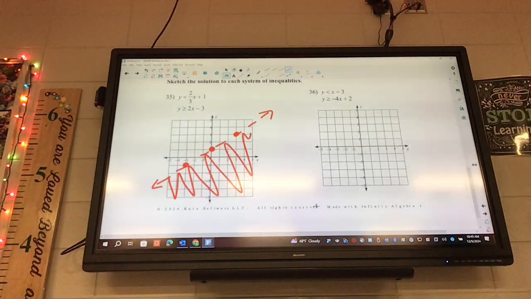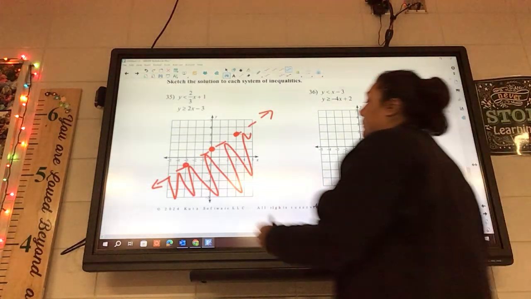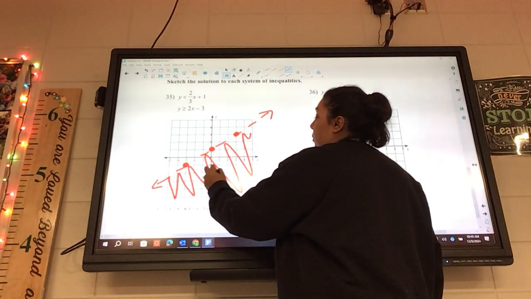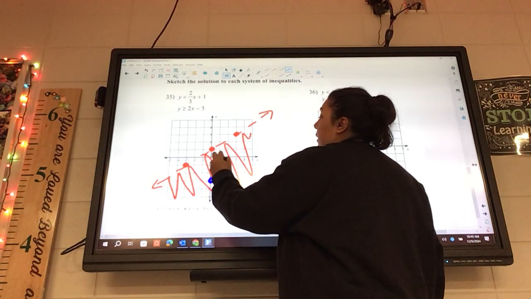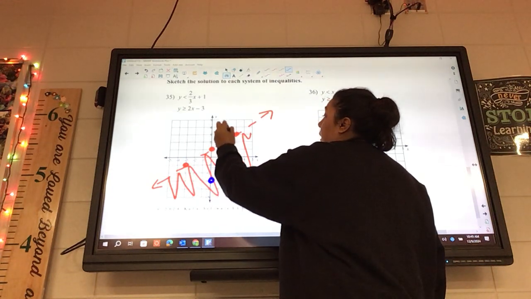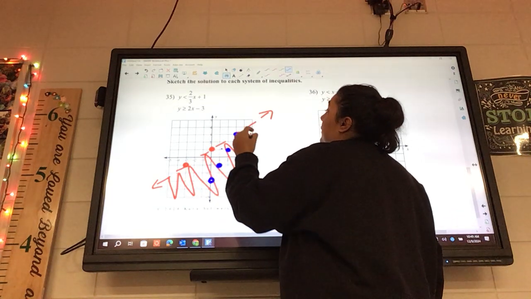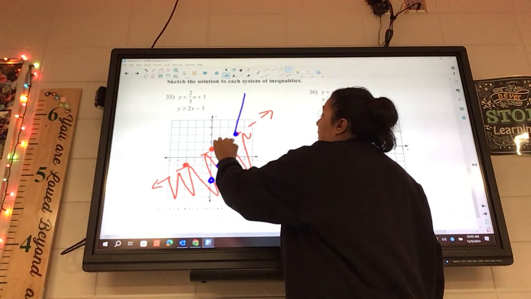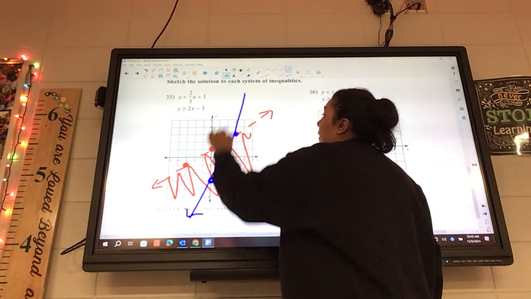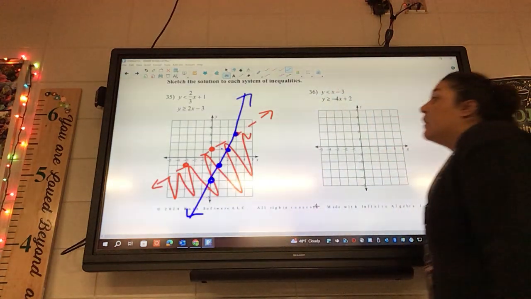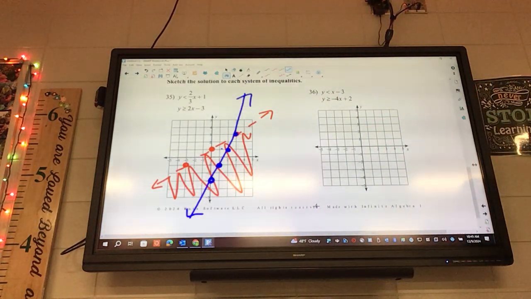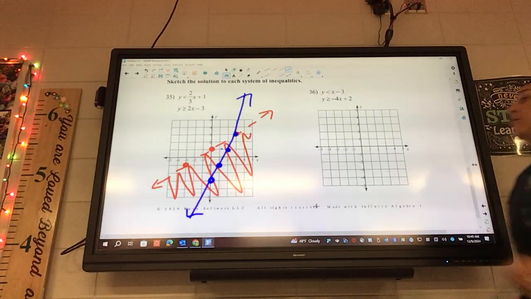Okay, line 2 starts at -3. And my slope is up 2 over 1. Up 2 over 1. Up 2 over 1. Okay, you gotta make as many dots until it intersects. Okay, this one's gonna be a solid line. Am I gonna shade above or below this line? Above.